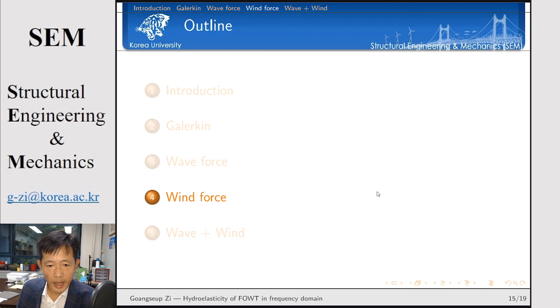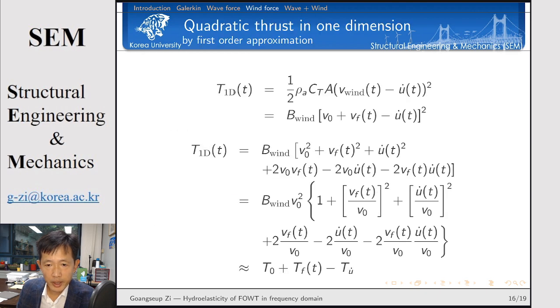Now let's talk about how we deal with wind force. Okay, let's consider the one-dimensional case. The thrust force can be given by quadratic thrust in one dimension. Here, rho A is the mass density of air, and Ct is the thrust coefficient. The area is the acting area, for example, the rotor area here.